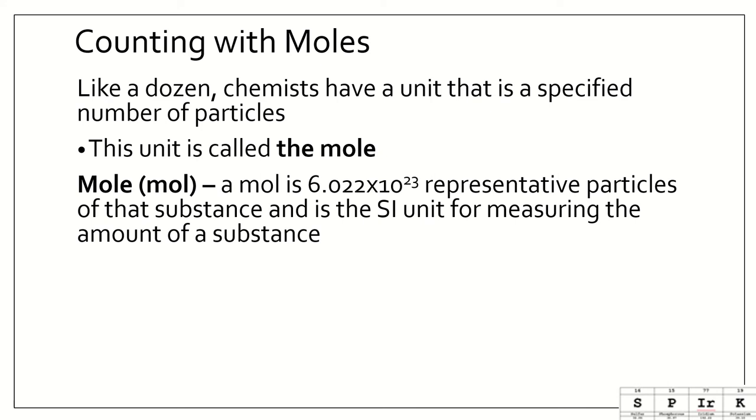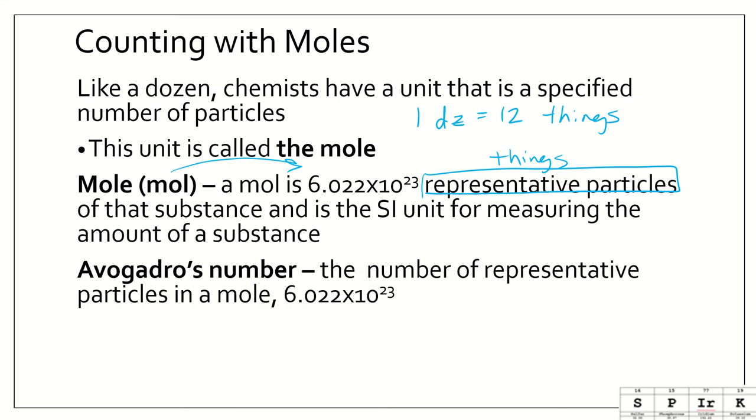So basically, I'm going to relate this back to the dozen: we know that 1 dozen equals 12 things. Well, 1 mole equals 6.022 times 10 to the 23rd, shorten representative particles to things. So we can have a mole of donuts, which is an absurd amount of donuts. It is 6.022 times 10 to the 23rd donuts.